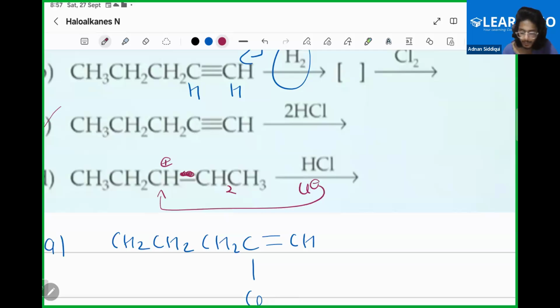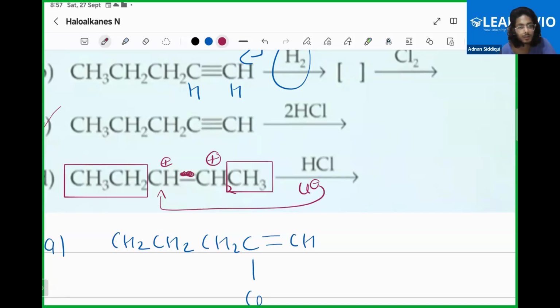Now the question is, why are we attacking at this carbon? Why not this? Because both of them are secondary carbon. Because here I have CH3, CH2, and here I have only CH3. If I put a positive charge here, out of CH3, CH2, and CH3, which one will provide better inductive effect? CH3CH2. So you can think about it that way also, right?